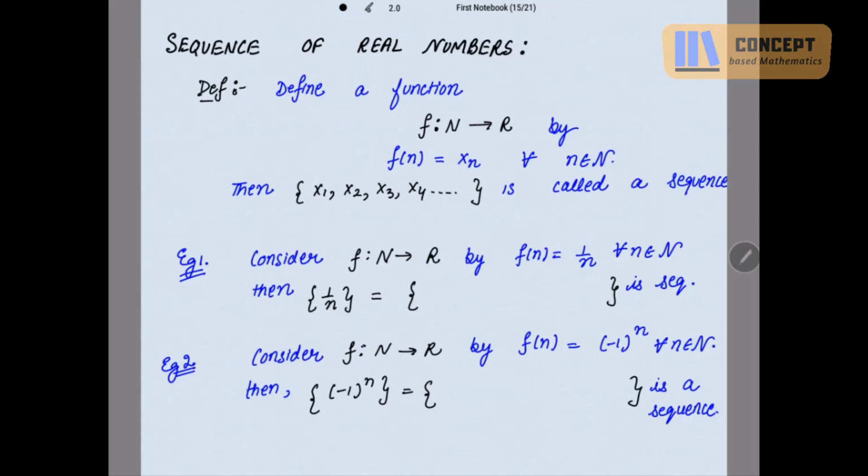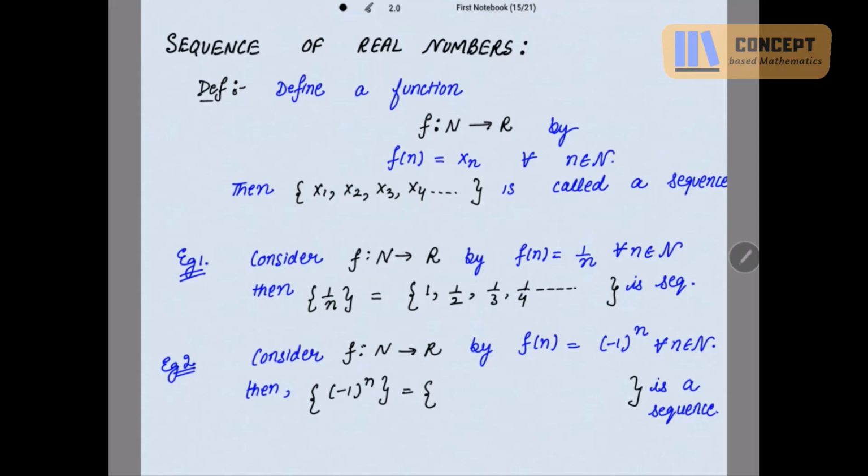Next, for example, we consider a function N to R by f of n equal to 1 by n. It is given that the function is defined as 1 by n for all n belonging to natural numbers. Then what will we get? We will get 1 over n: put n equal to 1, we get 1. Put n equal to 2, we get 1 by 2. Then 3, we get 1 by 3. Then 1 by 4, and so on. So this is a sequence, right?